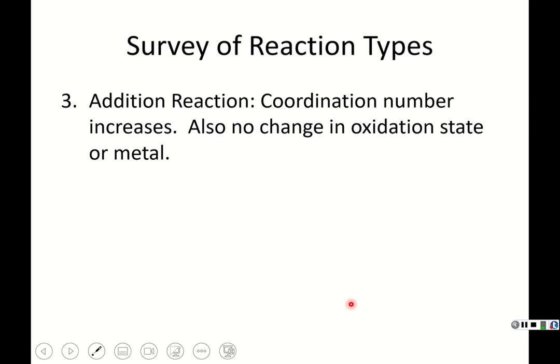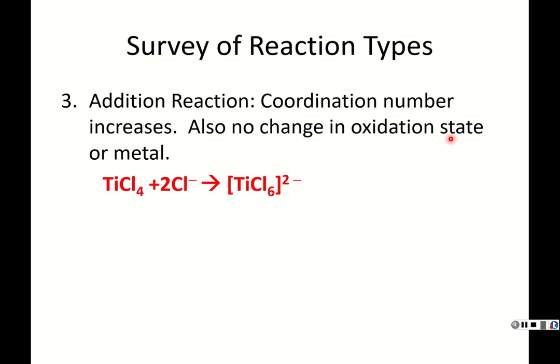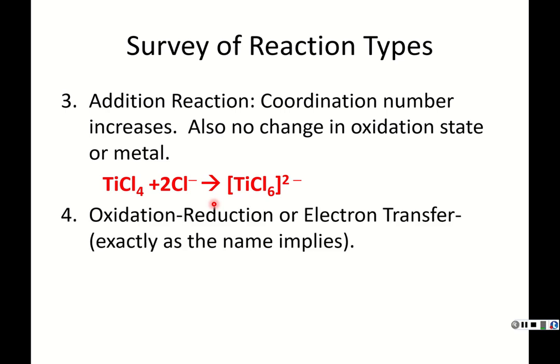The third reaction would be an addition reaction, and this is where the coordination number would increase. So it's kind of the opposite of a dissociation reaction. Again, there's no change in the oxidation state of the metal. So titanium tetrachloride plus 2 chloride ions go to titanium hexachloride. This would be an example of an addition reaction. We're just adding 2 more chloride ligands to that complex. And the overall charge of titanium did not change. The oxidation state didn't change.